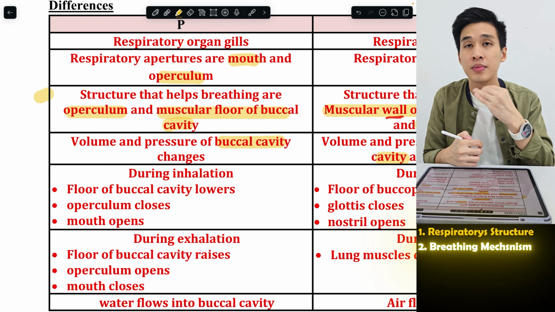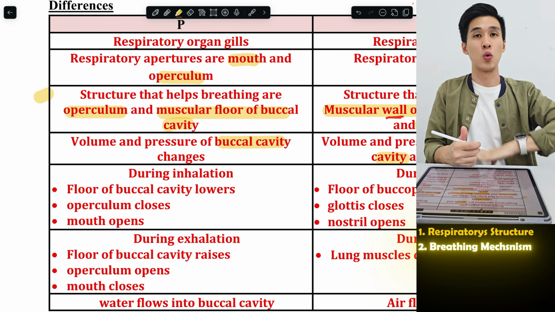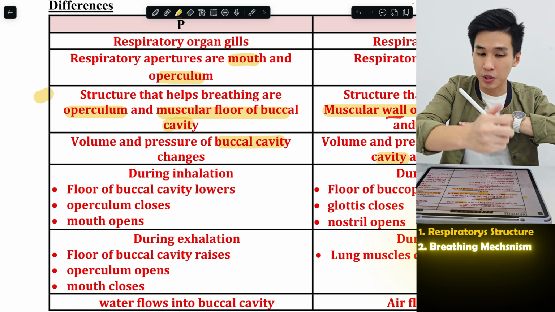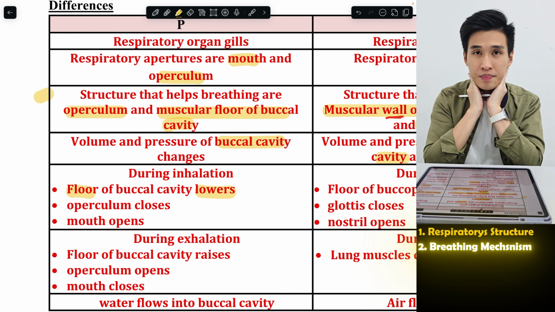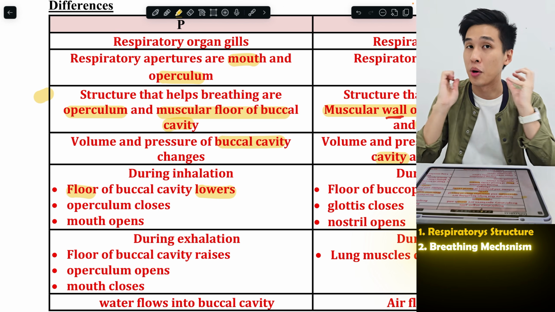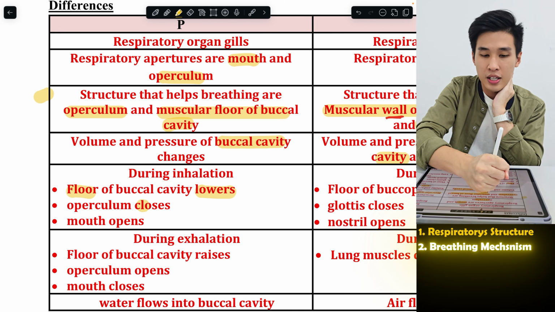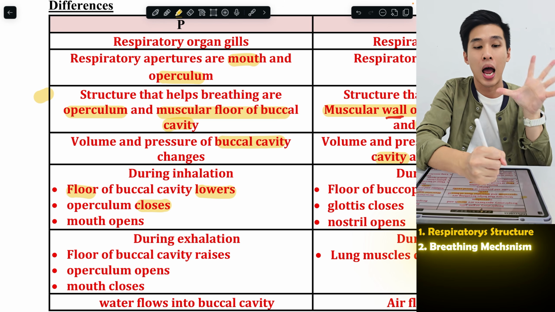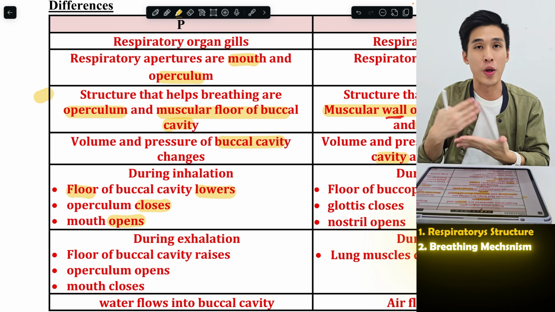So during inhalation, the floor lowers. Just like your diaphragm lowers, so your volume expands, the water can come in. Floor lowers. Then behind here, the upper column will close because I don't want to let water come out from the mouth first. So water enters here, here will close. So the operculum closes and the mouth will open. So these are the structures that move when they inhale.